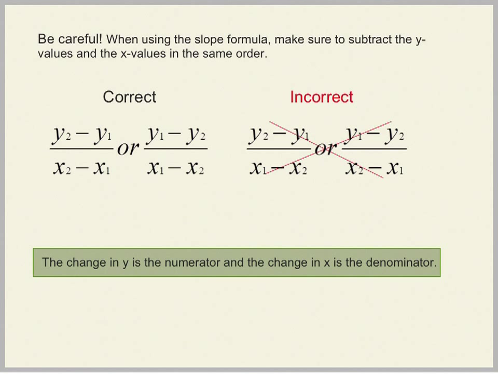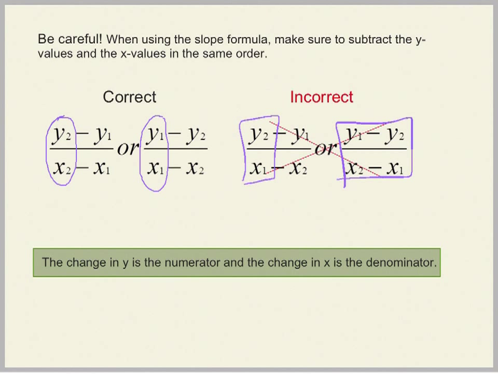We need to be very careful when using the slope formula to make sure that we subtract the y values and the x values in the same order. Therefore, it doesn't matter if you start with y2 and x2 or y1 and x1, as long as you do not mix and match.